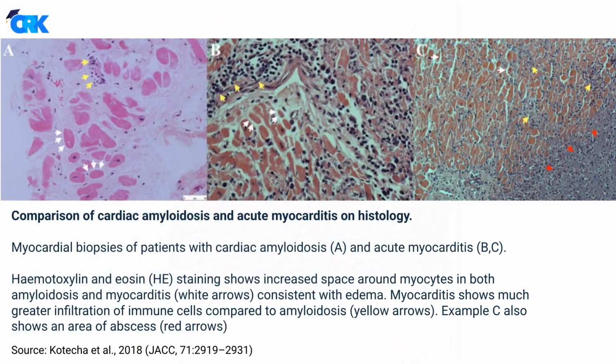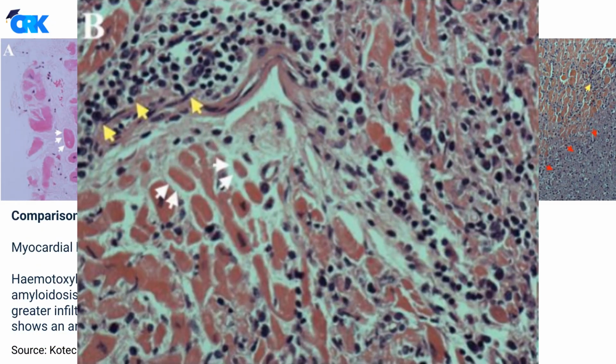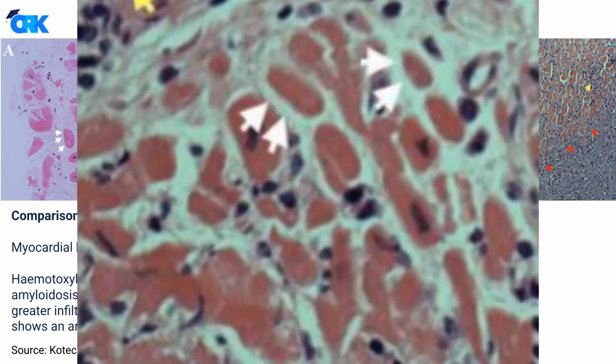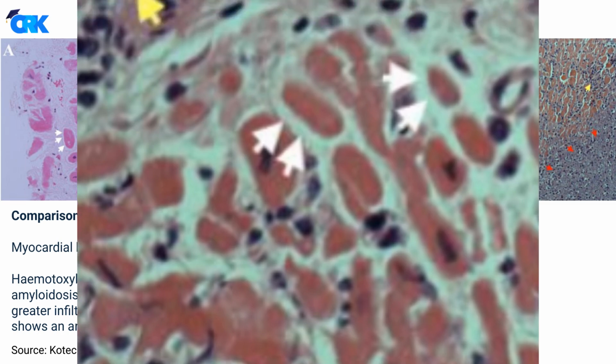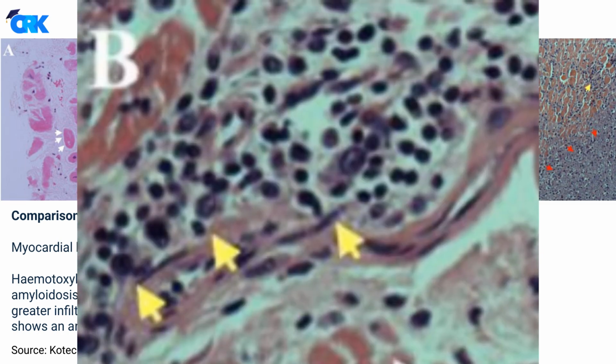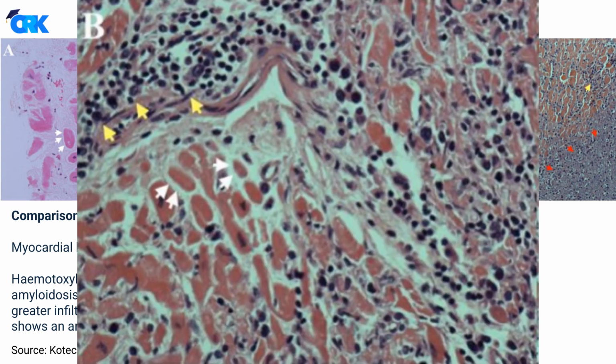Now contrast that with panel B, which depicts a myocardial sample from a patient with acute myocarditis. Again, we observe edema around the muscle fibers indicated by white arrows. However, here we see a much denser inflammatory infiltrate. The yellow arrows identify prominent immune cell invasion, which is a hallmark of active myocarditis.